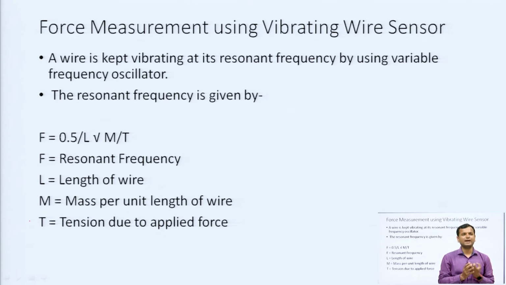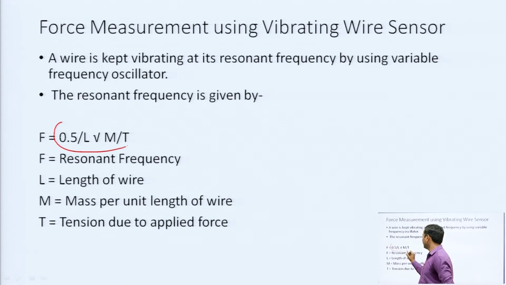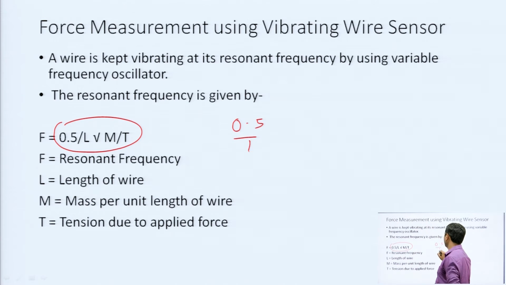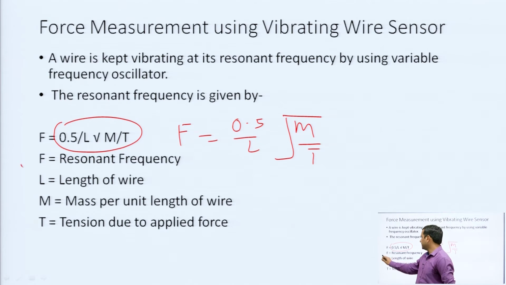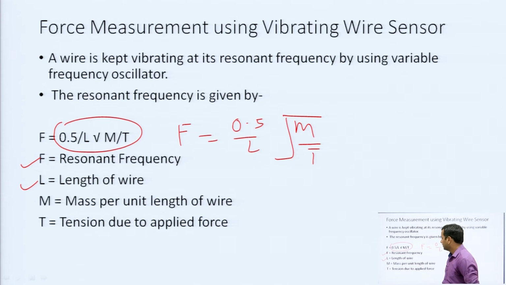A wire is kept vibrating at its resonant frequency by using a variable frequency oscillator. In that arrangement, one variable frequency oscillator can be used. Here we can see that the resonant frequency is given by f = 0.5/L √(T/m). Here f gives you the resonant frequency, L is the total length of the wire which we are using, m is the mass per unit length of the wire, and T is the tension due to the applied force.